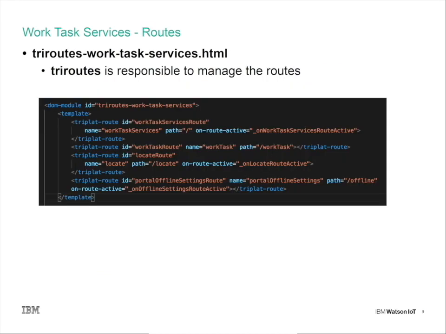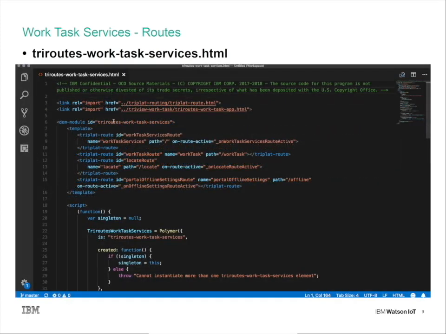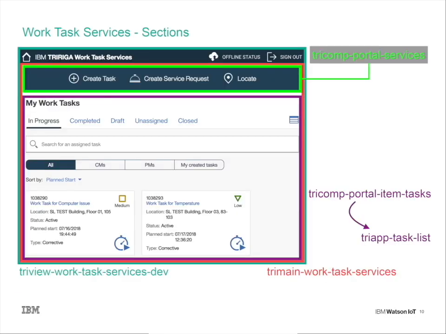The TriRoutes is where the application routes are defined. So here we can see the different routes used inside this application. Here you can see the major sections of the work task services. There are mainly two sections, the portal services section and the task list section. The task list is the TriApp task list app component that I mentioned before.